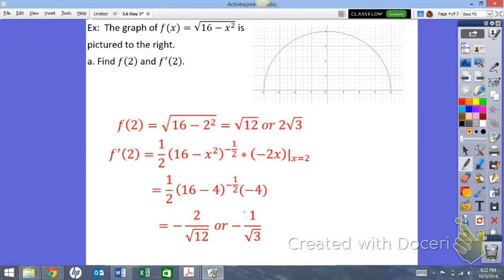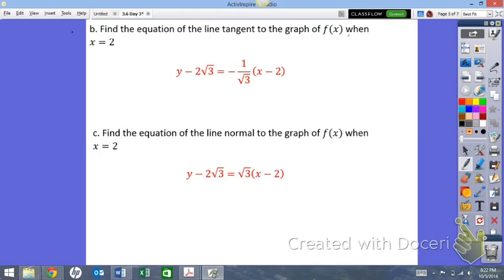And then the slope of the tangent line comes from f prime, which was negative 1 over the square root of 3. So we have y minus 2 square roots of 3 equals my slope, which is negative 1 over the square root of 3, times x minus 2 for the tangent line. And then the normal line is the line that's perpendicular to tangent. So notice it passes through the exact same point, but it has the opposite reciprocal slope.